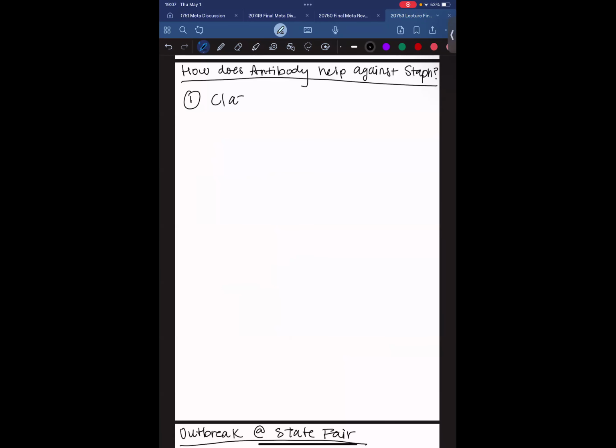The classical pathway of complement activation. This has several functions in and of itself. So remember, there are three ways you can activate the complement system in your bloodstream.